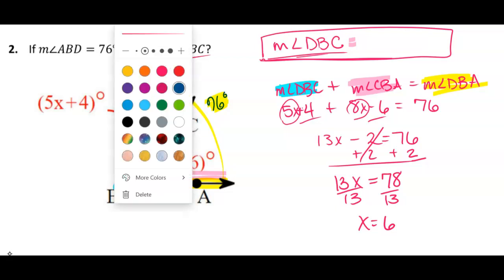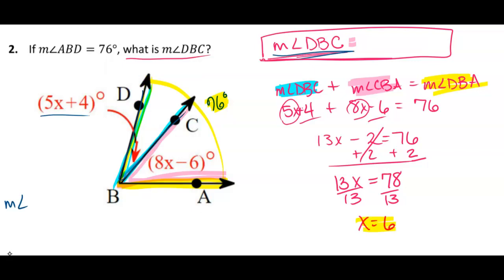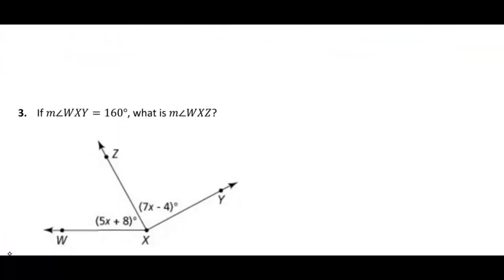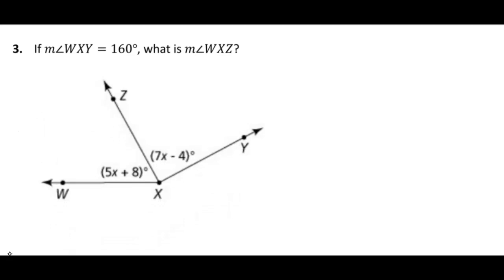So we know that the measurement of angle DBC is equal to the expression that represents that measurement, and because we know x is 6, we're going to do 5 times 6 plus 4, and that gives us an angle measure of 34 degrees. Okay, let's go to the next one.